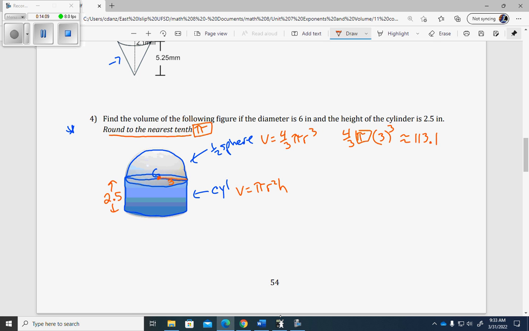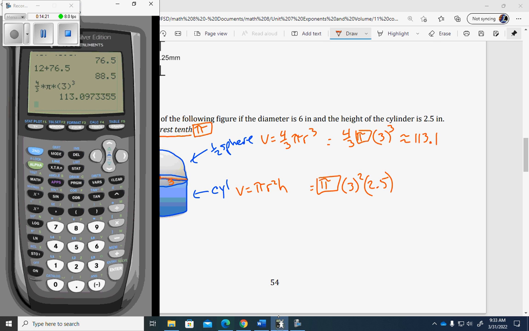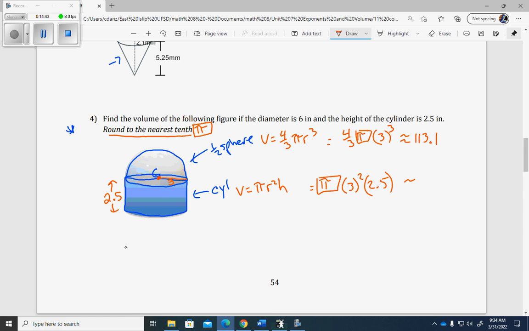And now if we do the cylinder, I'm going to wind up hitting the pi button. The radius is 3, and the height is 2.5. So I can hit pi right now if I wanted to, and multiply it by 3 squared, and multiply it by 2.5. I get about 70.7.